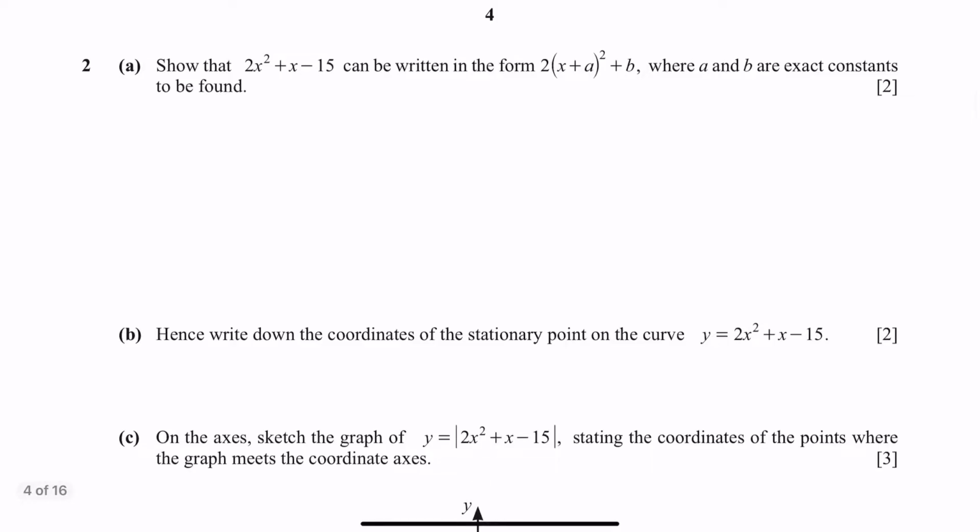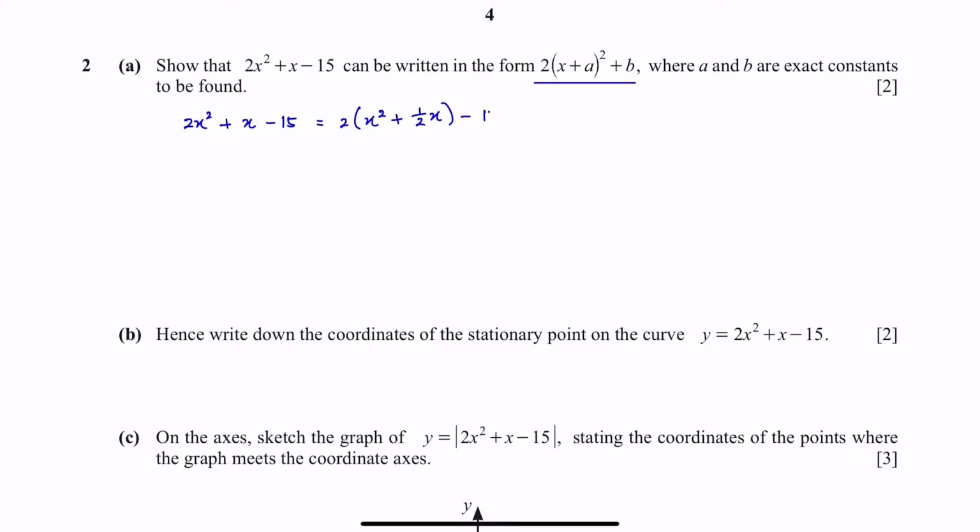For question 2, part A, show that 2x squared plus x minus 15 can be written in this form. So now we need to complete the square, and let me write down the expression. So 2x squared plus x minus 15. So first step, I would factorize the 2 out so that the x squared has a coefficient of 1.